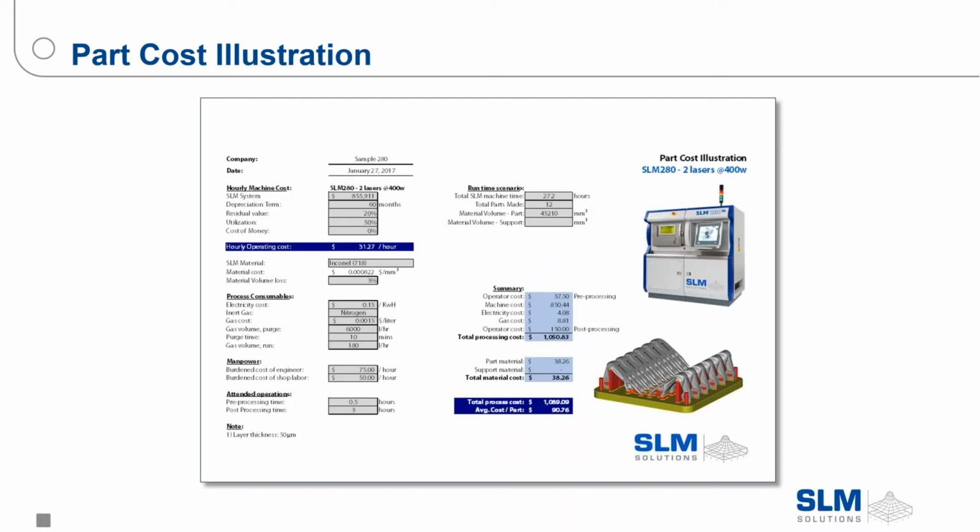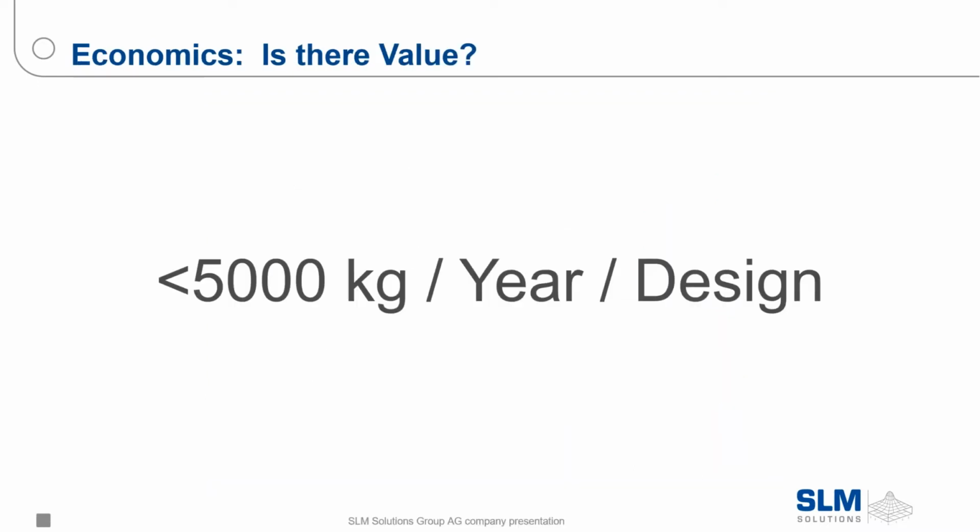Next one, economics. Is there value for us in our system, or for you to purchase this system with the part that you want to produce? What you see here is an SLM part cost illustrator. There's a lot of back-end calculations in here, but this helps us determine the value and part cost of a specific part you want to build.